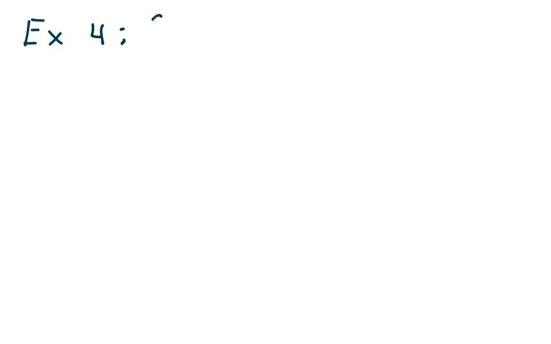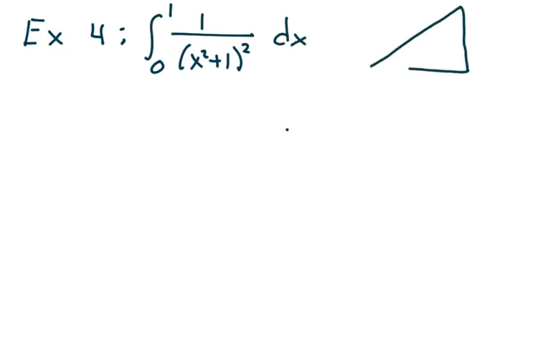Okay. Suppose we had the integral from 0 to 1 of 1 over (x squared plus 1) to the second power dx. So I want you to draw a triangle. Here's angle theta. Here's x. Here's 1. Here's the square root of x squared plus 1.